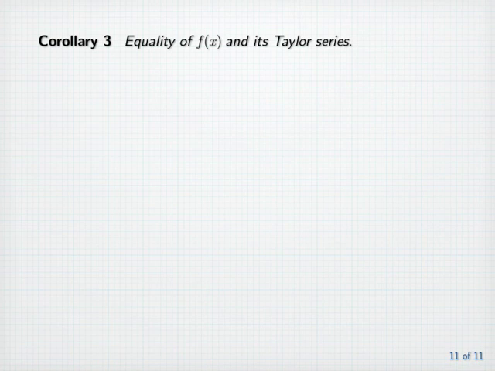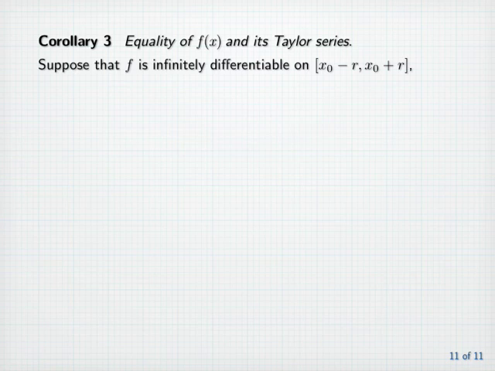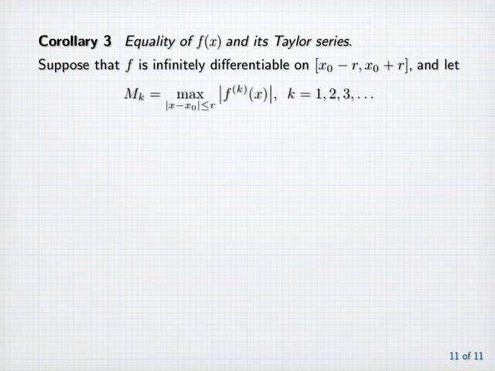Now let's finish here with another corollary on the equality of a function f with its Taylor series. Let's suppose that f is infinitely differentiable on the closed interval from x0 minus r to x0 plus r, so in particular f has a Taylor series expansion about x naught, and let capital M sub k equal the maximum over that interval of the absolute value of the kth derivative of f for k equal to 1, 2, 3, and so on.